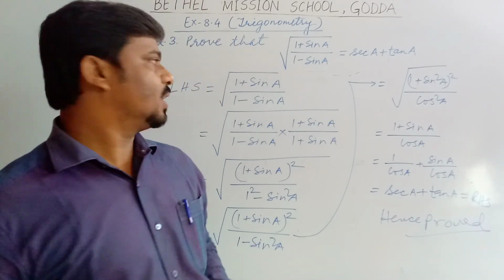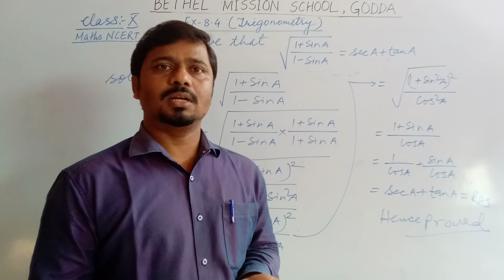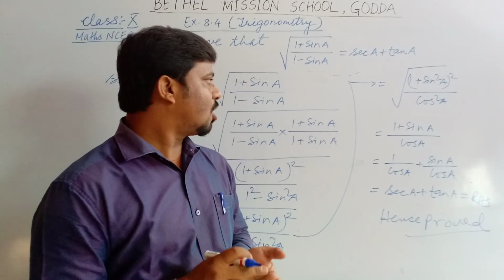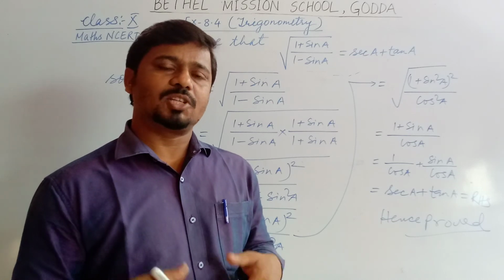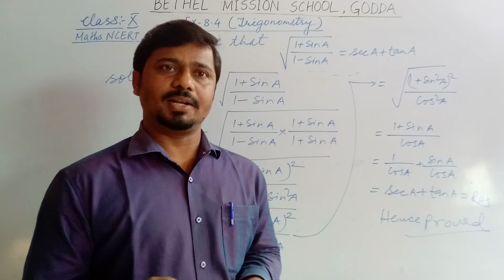So you know this is the way of solving. So more identities are there in exercise 8.4 question number 4. So must solve, and 2 times, 3 times, 4 times, many times solve it, then you will get a better idea. Thank you.